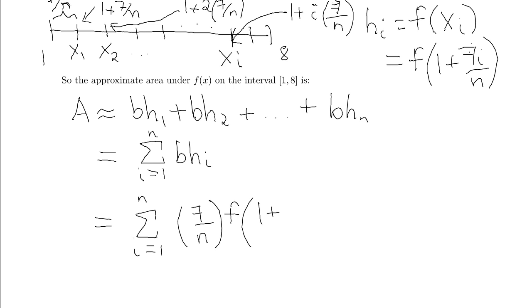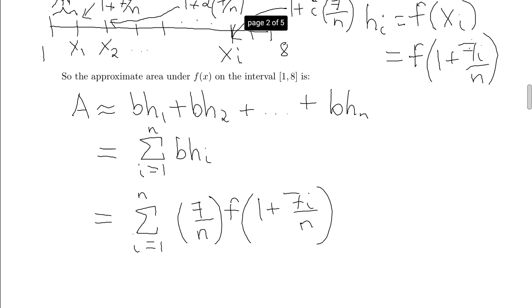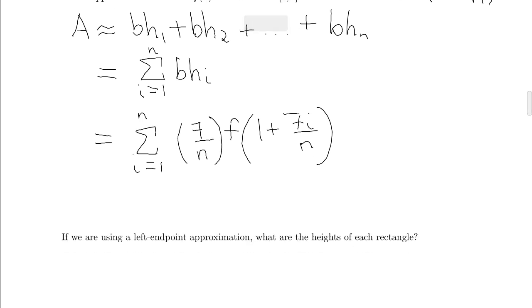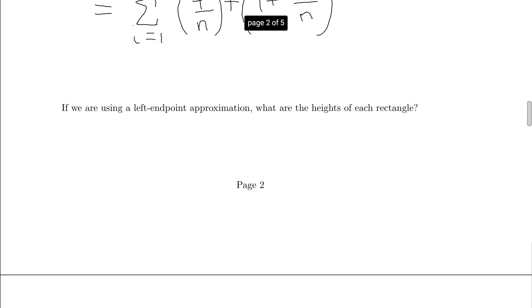So it's going to be 1 plus 7i over n plugged into our function f. So f of 1 plus 7i over n. That gives us an approximation using n rectangles for the area under the curve f of x. Now, if we are using left endpoints, what are the heights going to be? Remember, if we use left endpoints, the base length isn't going to change, but the height will.